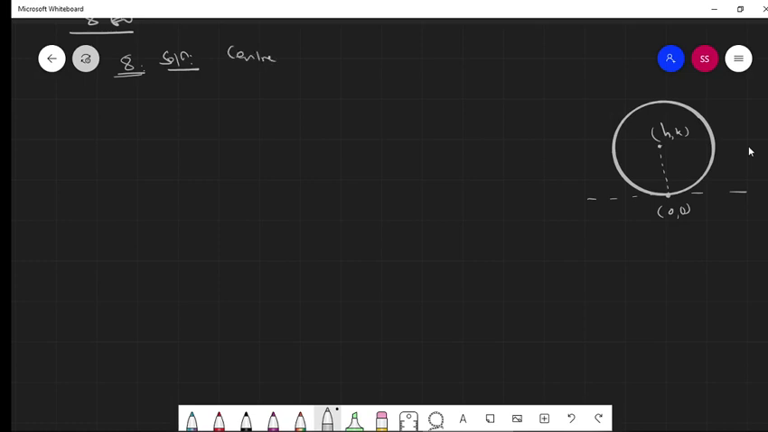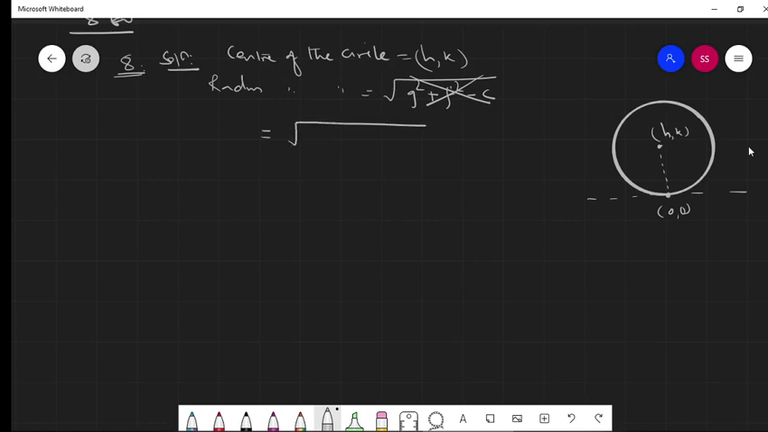Now the center of the circle is (h, k), and the radius of the circle is under root g square plus f square minus c. No, the radius is a two-points formula you can apply. The radius of the circle is under root h minus 0 whole square plus k minus 0 whole square, because 2 points are known: 1 point on the circumference and 1 point at the center. Using the distance formula, you can find that under root h square plus k square is the radius of the circle.